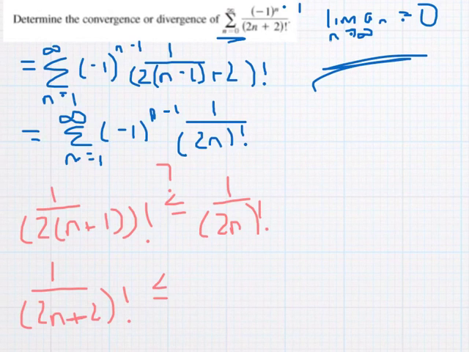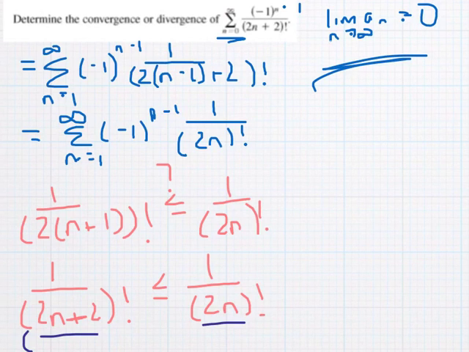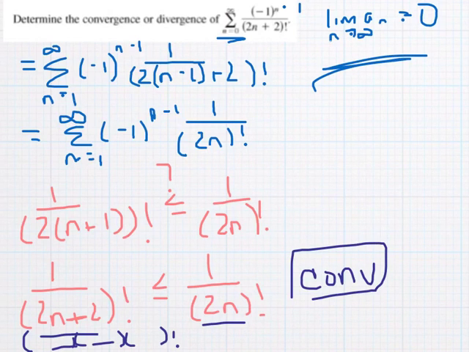Is this fraction always less than this fraction? Well, if it is, then this denominator needs to always be bigger than this denominator. Well, of course, 2n plus 2 factorial has 2 extra positive factors that you're multiplying by. 2n, just think about it, 2n plus 2 times 2n plus 1 times 2n factorial. So these two pieces of a product definitely make that denominator bigger than this one, so that is true. So the original series converges.